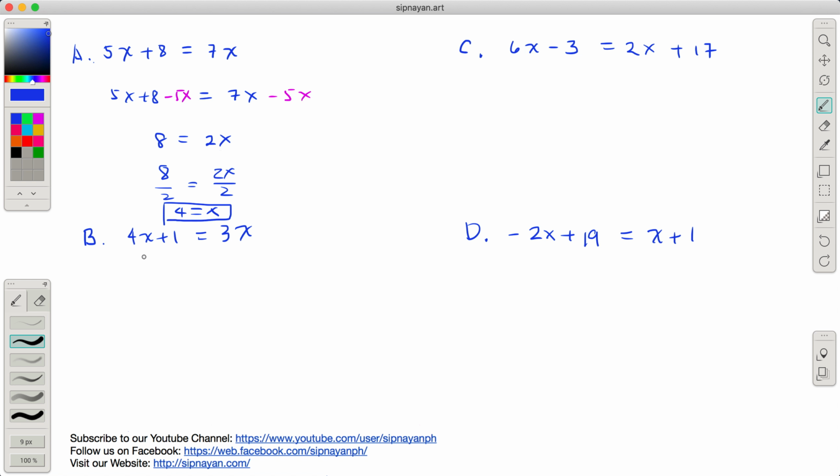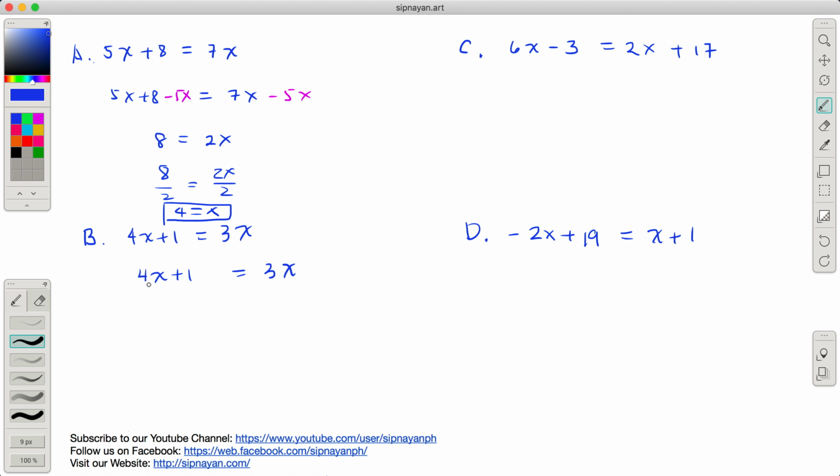Okay? So in this case, pwede rin naman nating nasa kaliwa yung x. Dito kasi nasa kanan. So pwede natin 4x plus 1 minus 3x equals 4x plus 1 equals 3x. Four x plus 1 equals 3x.